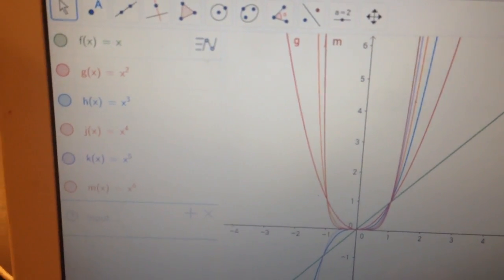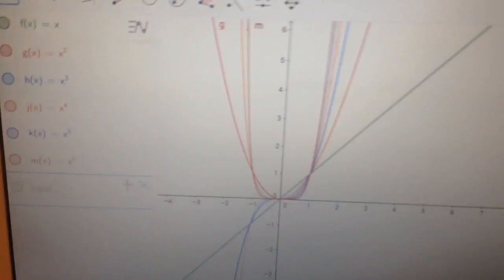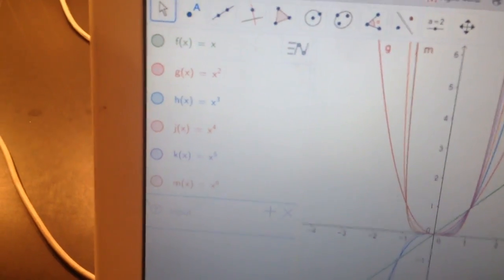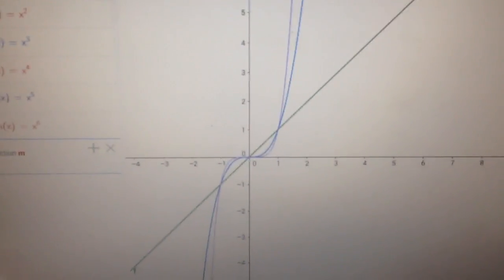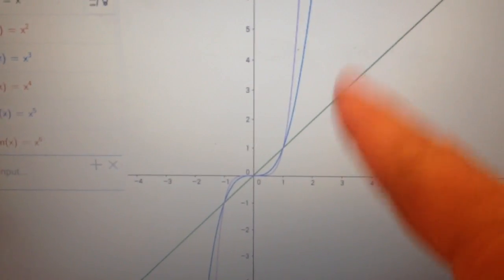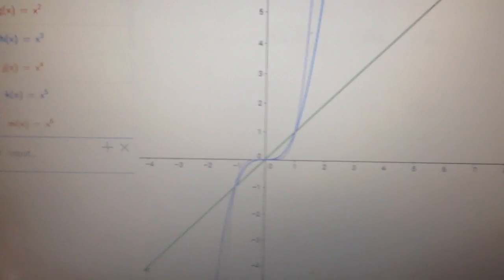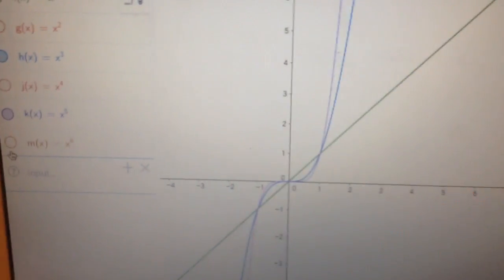I've got a bunch of functions here. I've got x and x squared, and x to the third, and x to the fourth, and x to the fifth, and x to the sixth. And I'm going to get rid of the second, and the fourth, and the sixth. And what do you notice in common about all these? Well, they all start down in the left quadrant, the third quadrant, and all end in the first quadrant. And so our end behaviors, we can notice what happens on the left side and on the right side.